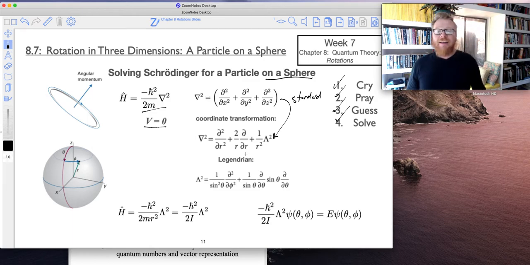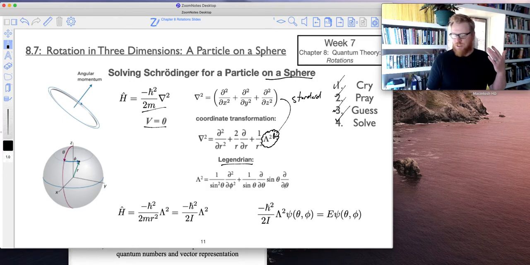Yep. And now what we have, this new complication, is the appearance of this seemingly innocent little guy called the Legendrian. And the Legendrian is not our friend. This is the equation. 1 over sine squared theta, second derivative in phi, plus 1 over sine theta, first derivative in theta, times sine of theta, first derivative in theta. So this is going to get nasty. So are there any simplifications that we can make?